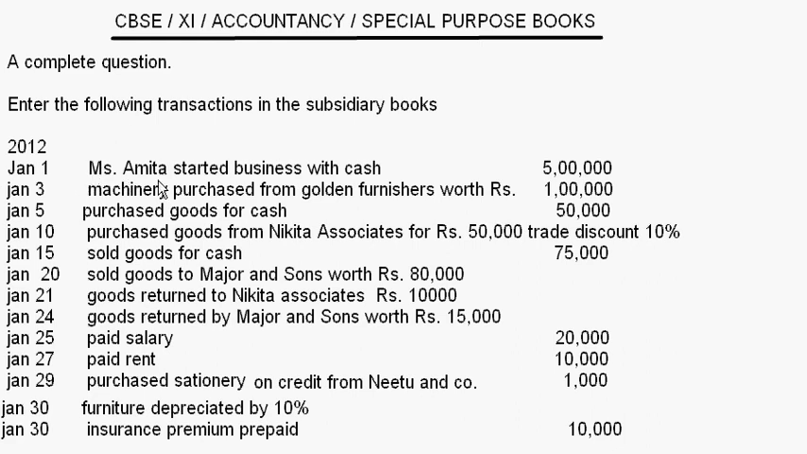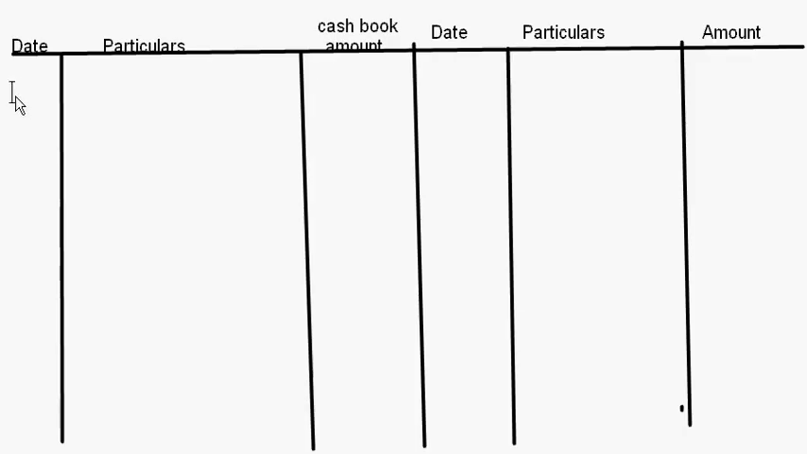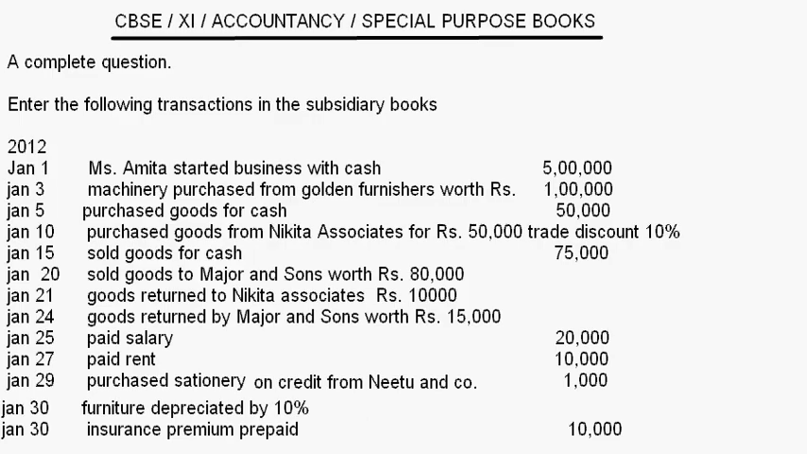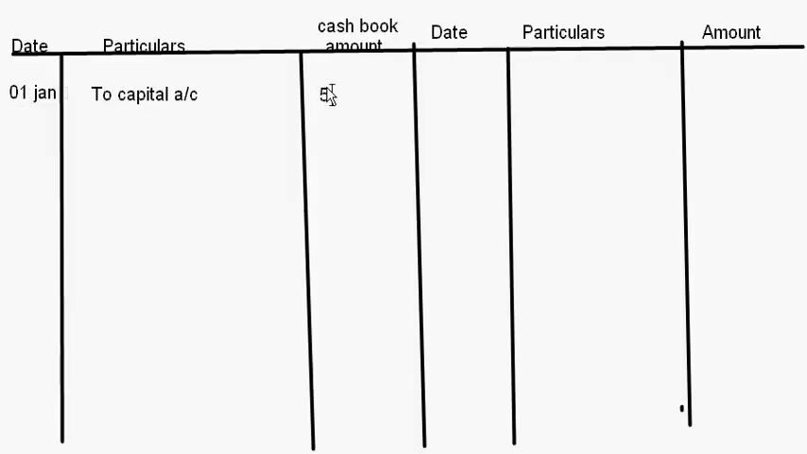First one is Miss Amita started business with cash. So here this is a receipt for the business in cash, right? So here we'll have 1st January, to capital account. The amount given here is 5 lakh rupees, right? So it will come here.